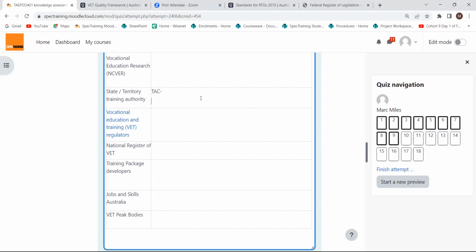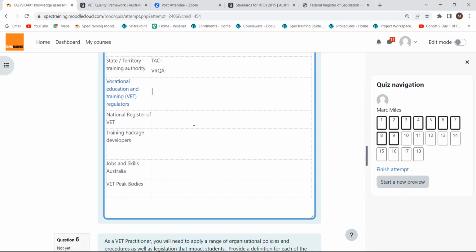The other one that you're going to come across is the one in Victoria, which is VRQA, which is Victorian, yeah, can't remember actually, but it's basically VRQA, and they are the state regulator for Victoria, and they audit and regulate RTOs in Victoria. Okay, so that's making sure that the RTOs in Victoria are compliant. Okay, so there's enough information for you to go with for that one.